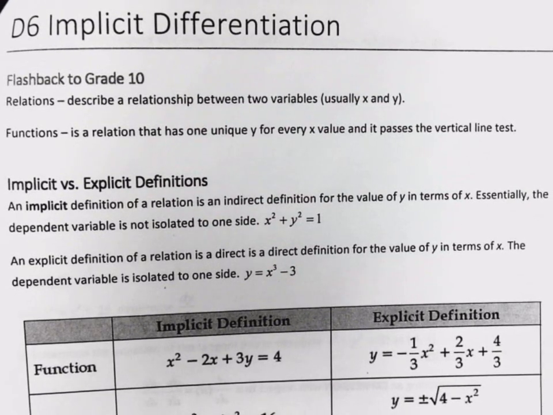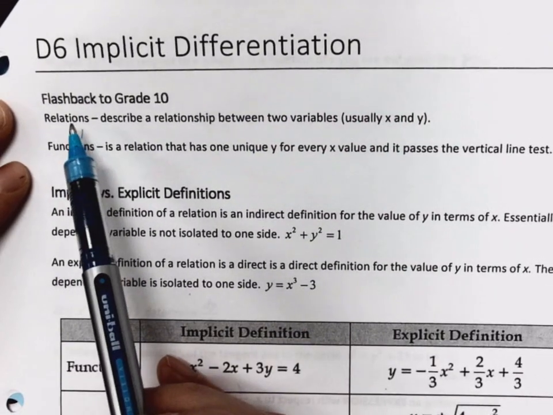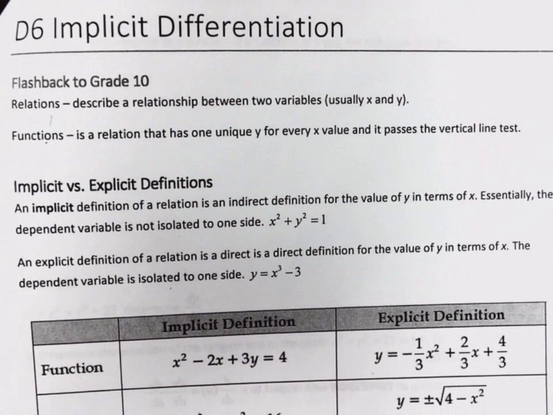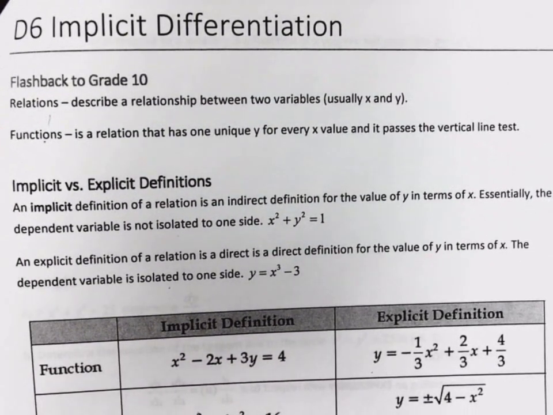So a couple of things that you need to remember from grade 10 are the difference between a relation and a function. A relation just describes the relationship between two variables, usually our x and our y, but a function's really specific. Every function is a relation, but the function gets more specific. It has one unique y value for every x value, and it passes the vertical line test. Relations are like the general category, and then we add a rule on for the function, so it gets more specific.